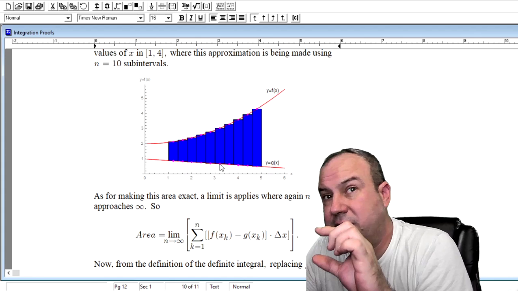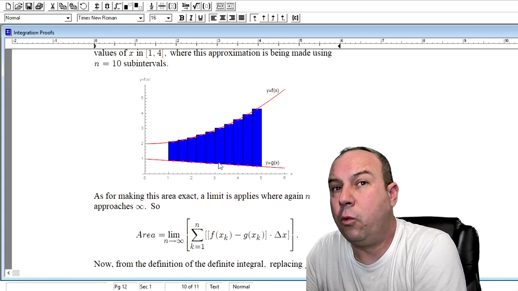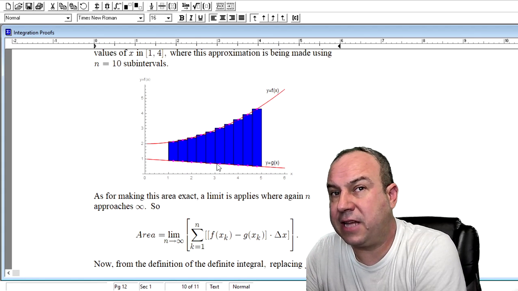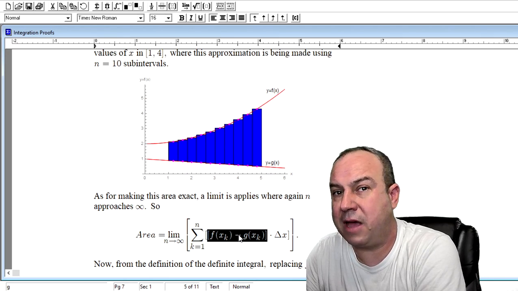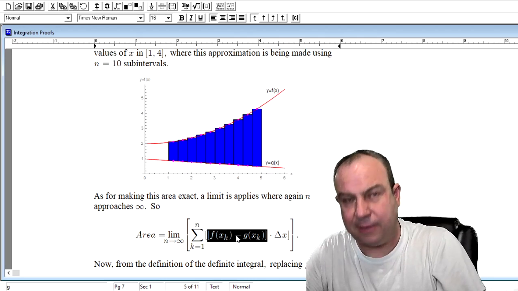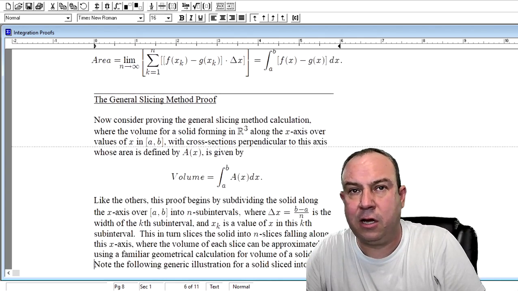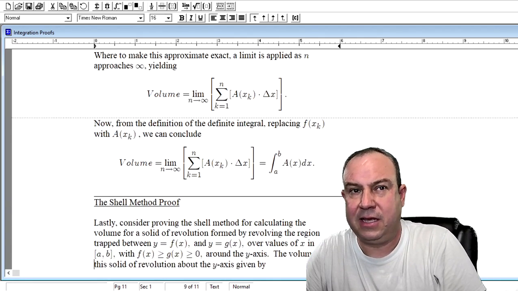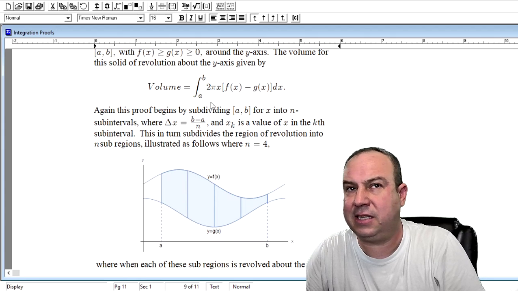Would be the average radius of that shell or ring. The width of that shell or ring would be delta x, and then the height would be this distance. Well, that distance we know is f of x sub k minus g of x sub k. That's why these two formulas look so familiar: that distance is being used the exact same way in this calculation.